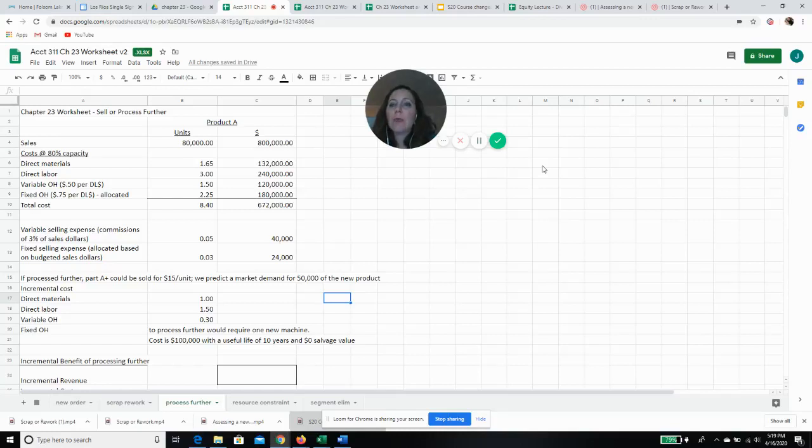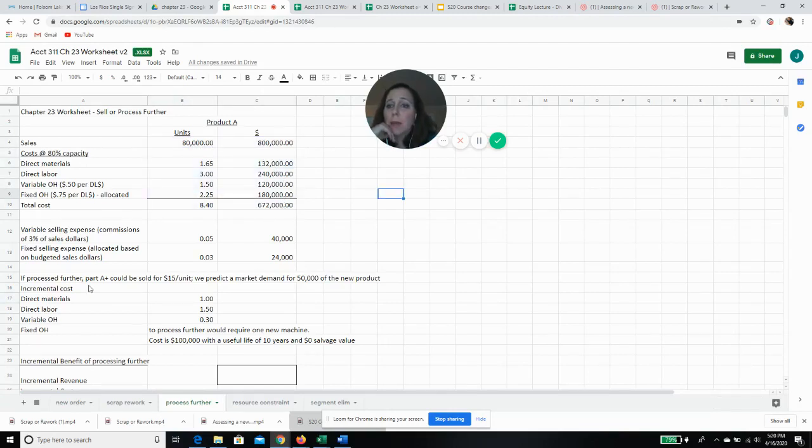Welcome back. Now we're going to talk about if we want to sell our product as is or process it further. Earlier we talked about the t-shirt examples. So maybe we make plain t-shirts that we're selling for $10 a unit because we're using the same cost that we have for the previous two examples.